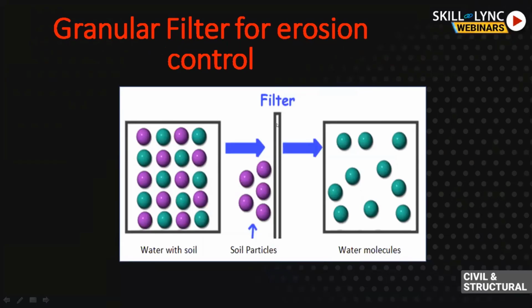So the wide opening of this filter media should be selected in such a way that the wide opening is smaller than the particle size, but at the same time, it should be large enough to allow the smooth passage of water. So it has two contradictory requirements to be fulfilled. It has to serve the two purposes at the same time. So what we say, the wide opening of the filter media should be small enough to retain the soil particles, but at the same time, it should be large enough to allow the smooth passage of seeping water.